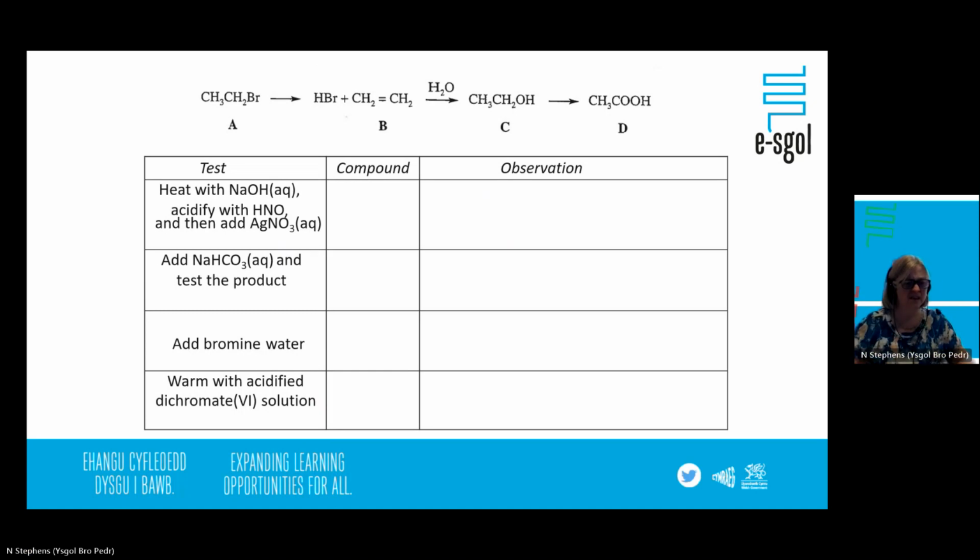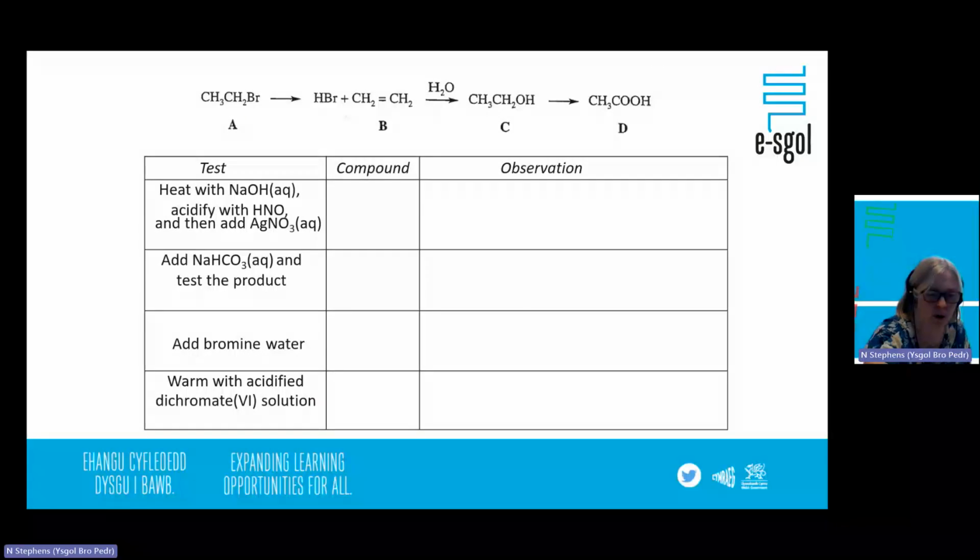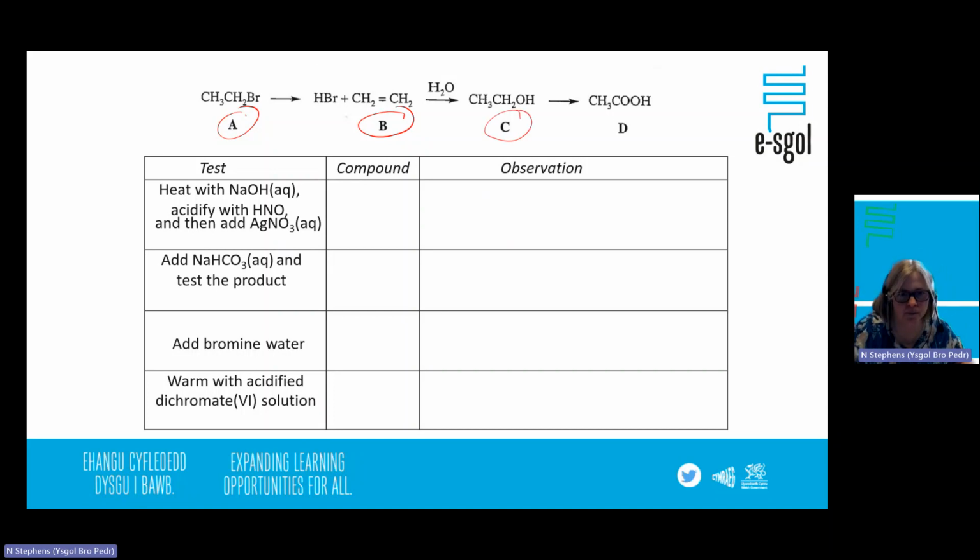Okay. So first thing to do is go through your A, B, C, D. What are we looking at? Well, that's the halogenoalkane there. So we're looking for a test for halogenoalkane. The functionality in B is the unsaturated double bond there. So it's an alkene. That is an alcohol. And that is an acid. So once you've identified the functionality of the unknown compounds A, B, C, and D, then it is simply a case of spot the test for this right family.